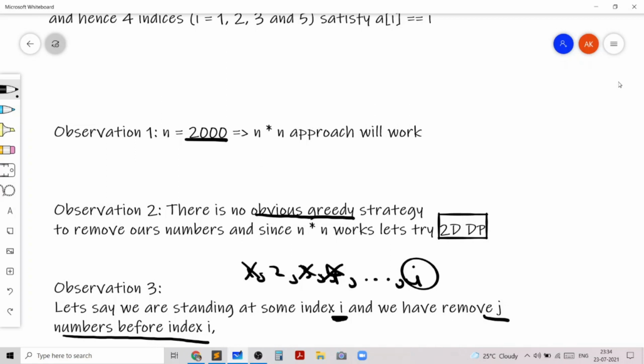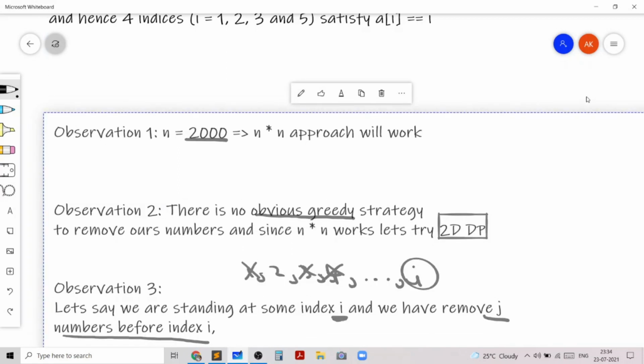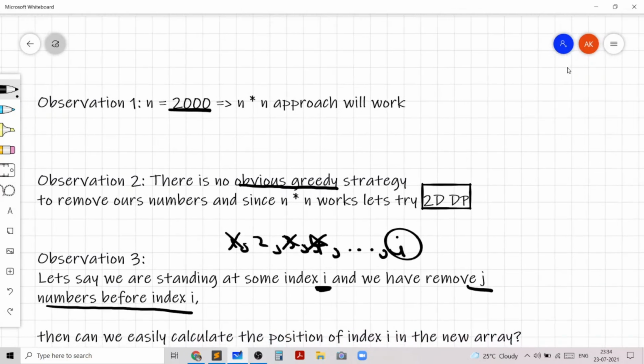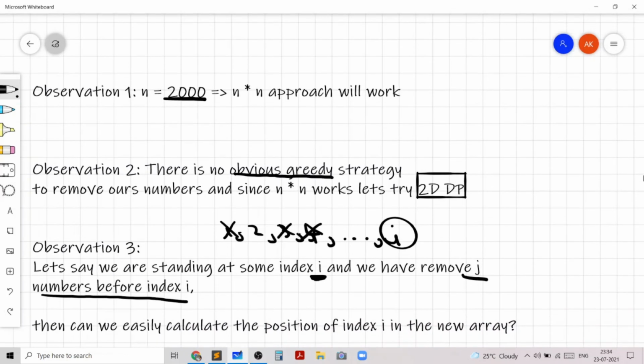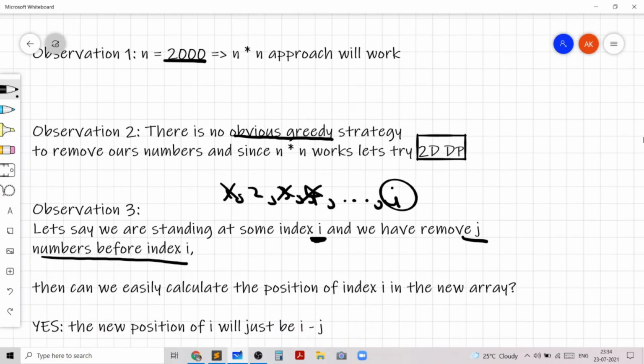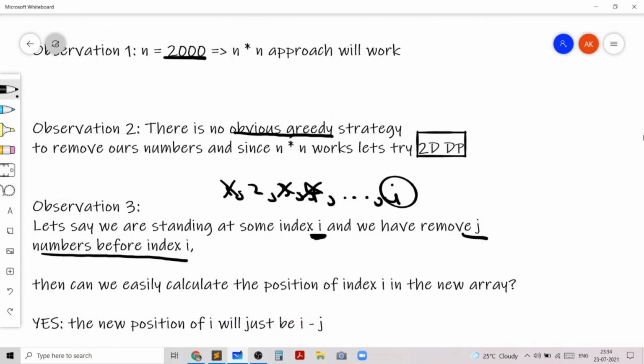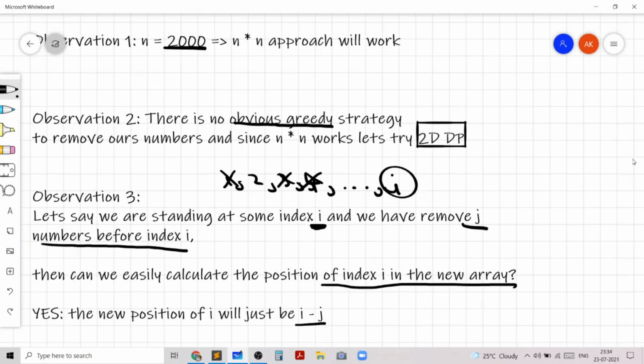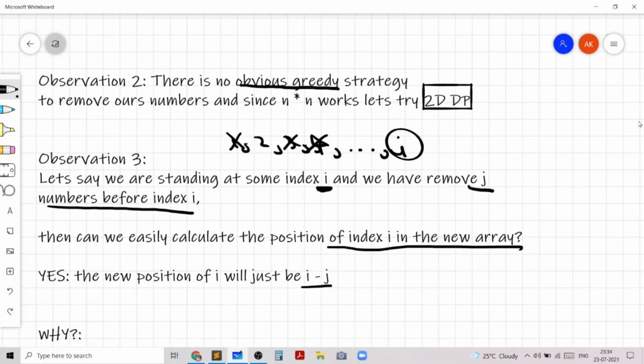So when we remove j indices or j numbers before I, then you can easily see that the new position of index I will just be I minus j. So we can easily calculate the position of index I in the new array, which is just I minus j. And you can take some small examples of j and small examples of I to see why this is true.